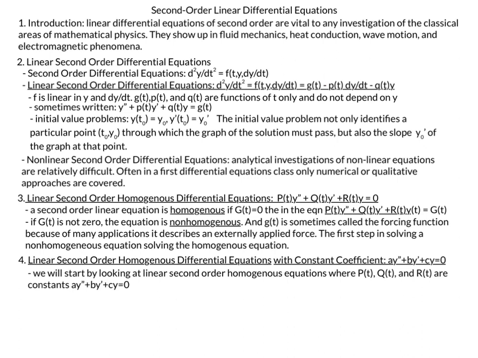Sometimes this linear second order differential equation is written in this form: y double prime plus p of t times y prime plus q of t y equals g of t. And then we also have initial value problems where we specify y of t naught is equal to some value, and also the derivative y prime of t naught is equal to some initial value. So the significance of this is the initial value problem does not only identify a particular point, t naught, y naught, through which the graph of the solution must pass, but it also identifies the slope, y naught prime, of the graph at this point, t naught, y naught.